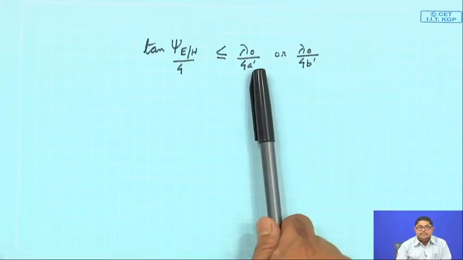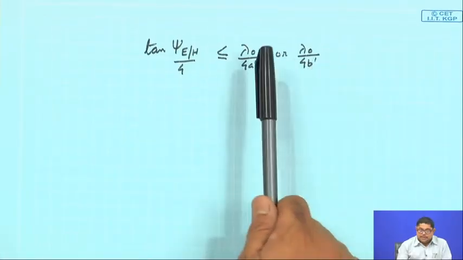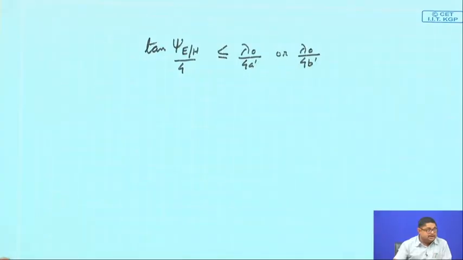Obviously, if I satisfy this, generally A dashed is larger than B dashed. So, if I satisfy these, this gets automatically satisfied. Okay. So, the radiated field and directivity are also the same as E or H plane horns, with A replaced by A dashed and B replaced by B dashed.